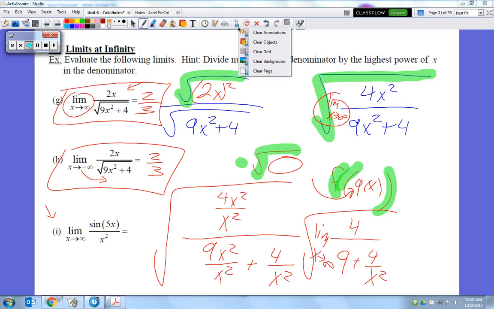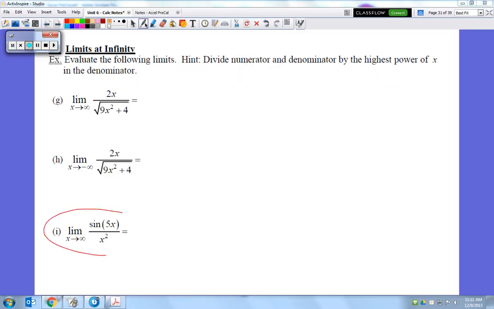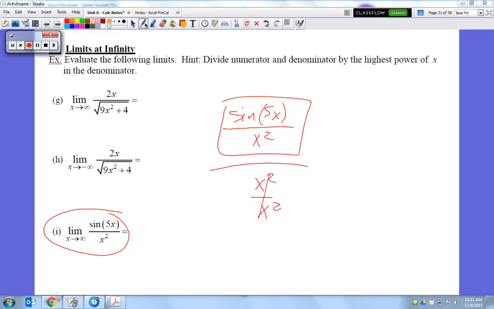Alright, so finishing just this problem, my biggest power of x in the denominator is x squared. So I would have sine of 5x over x squared, but if I were to divide everything, it's really not going to do anything to this but recreate the original. So if I said this was that, and the bottom was x squared over x squared, these would cancel, and the original problem is still remaining. So ultimately, this is the answer.